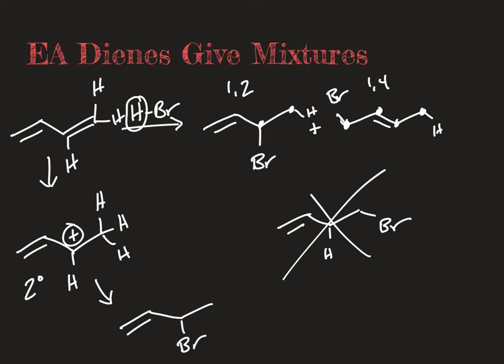So I'm going to not write in the hydrogens just for clarity. So here is how we got to that 1,2 product, right? Pretty much just like we did with the addition reactions to double bonds. The difference here is now we're getting this second 1,4 product that we need to think about.